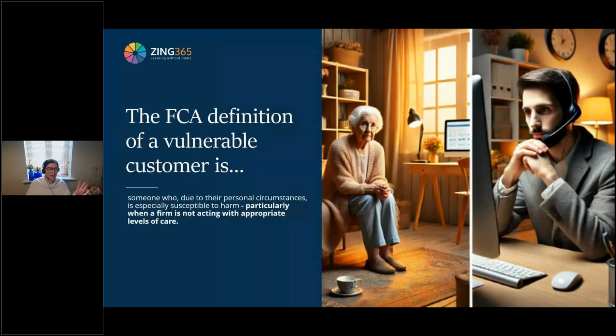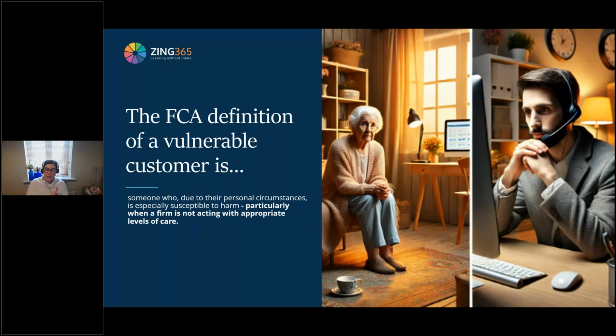So, as I said, for the remainder of this session, looking more then at the vulnerable customers, let's get an understanding of what we mean by this. How can we make sure we're being compliant with the regulation? And most importantly, how can we make sure we're effectively supporting our clients that may have characteristics of vulnerability?